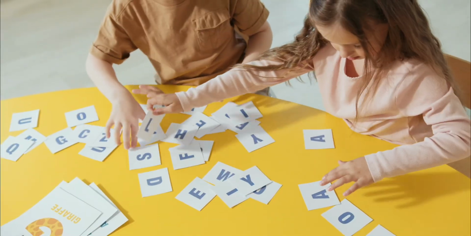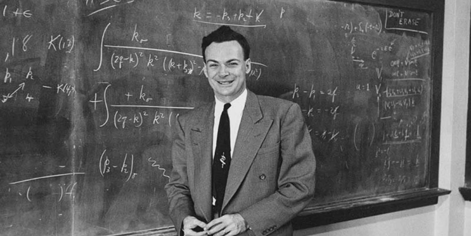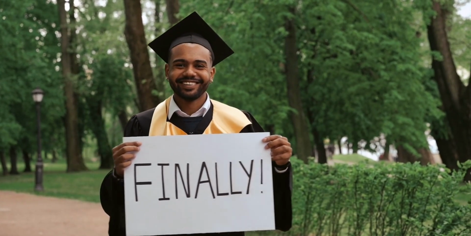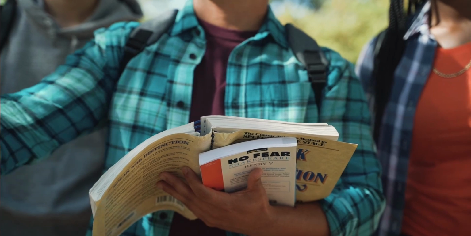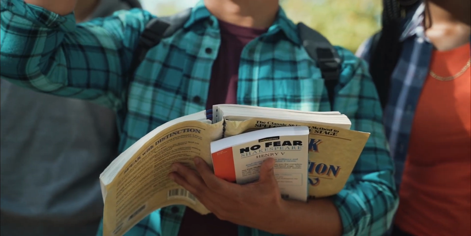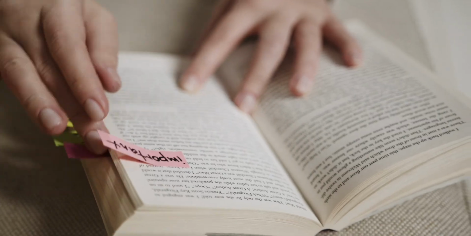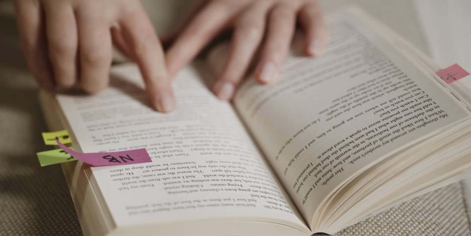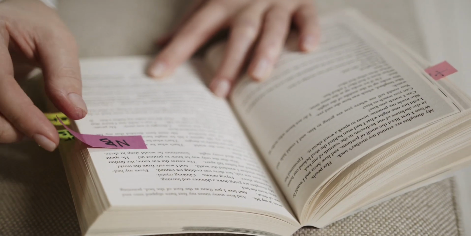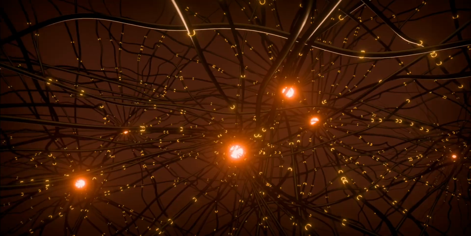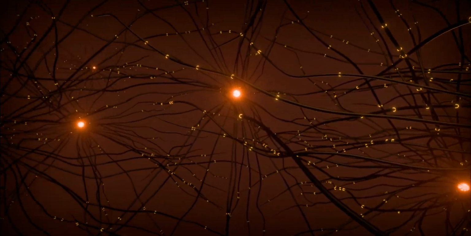The technique is named after physicist Richard Feynman. Feynman wasn't just brilliant. He was famous for explaining incredibly complex ideas using simple language. While many experts hid behind complicated words, Feynman believed that true understanding meant simplicity. His philosophy was simple. If you can't explain something simply, you probably don't understand it well enough. And that idea became the foundation of one of the most powerful learning methods ever developed.